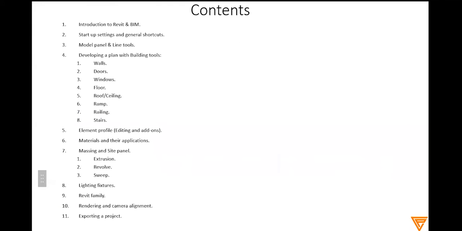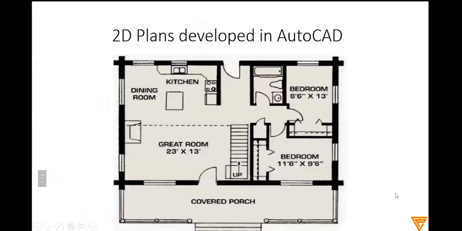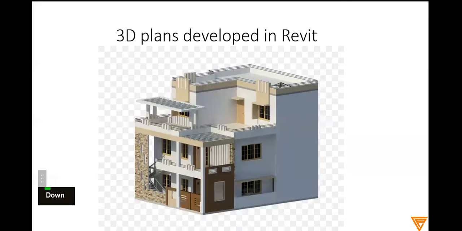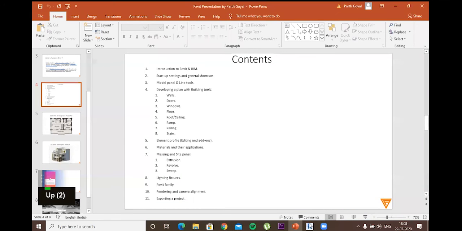Okay, so let's start right away without wasting any time. These are the contents which we will cover during the two sessions of today and tomorrow. And this is how a 2D drawing looks in AutoCAD, and we can convert that drawing into a 3D structure and elevation through Revit. So let's start our session directly in Revit itself.